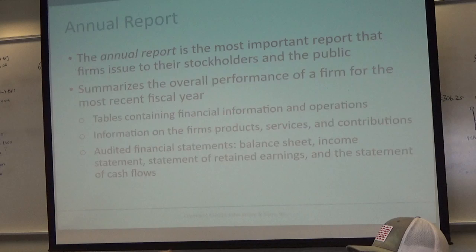It covers the overall performance of a firm for the most recent fiscal year, with tables containing financial information, operations, and information on the firm's products, services, and contributions. It includes audited financial statements: the balance sheet, income statement, statement of retained earnings, and the statement of cash flows.